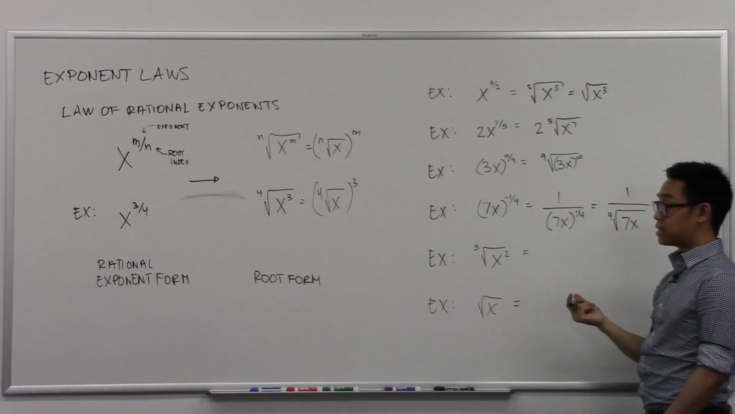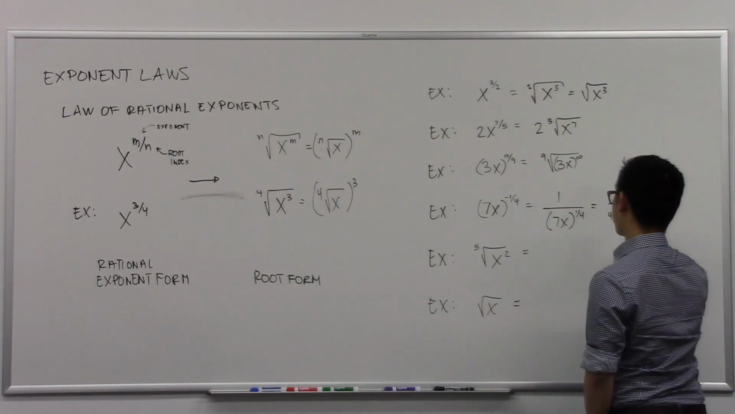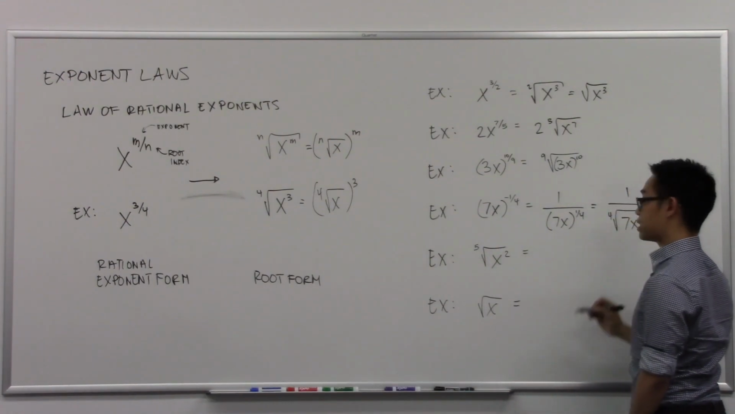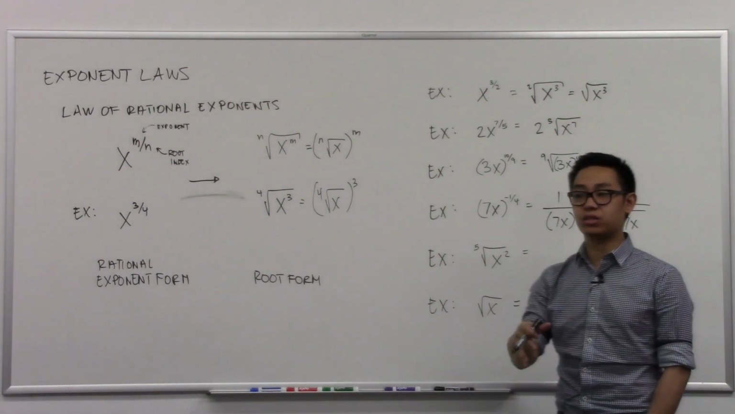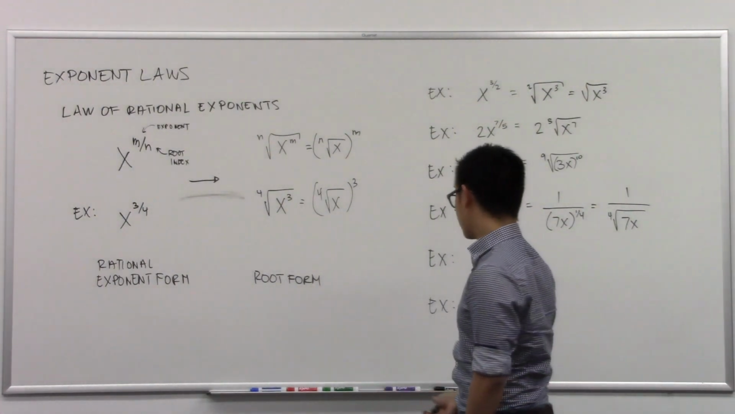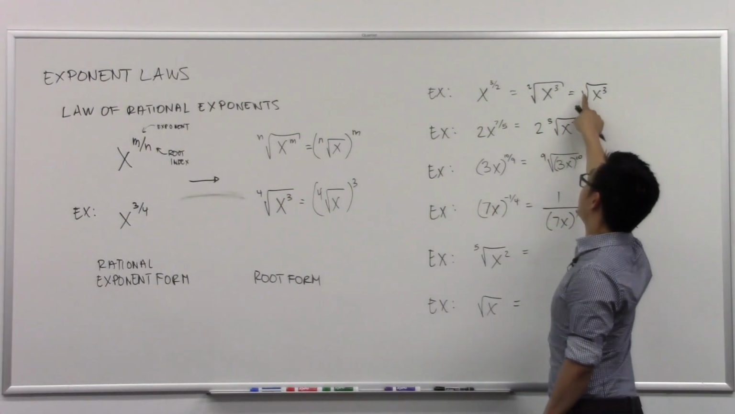In this case, I do not need a bracket around the 7x because it's an exponent of 1. We do not need to show an exponent of 1, just like we don't have to show a root index of 2.